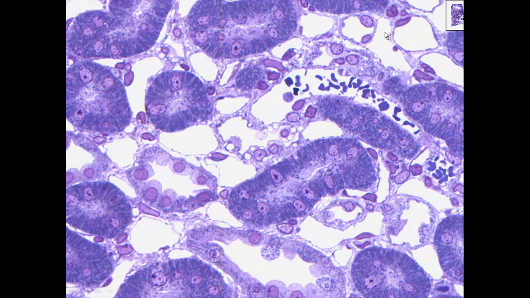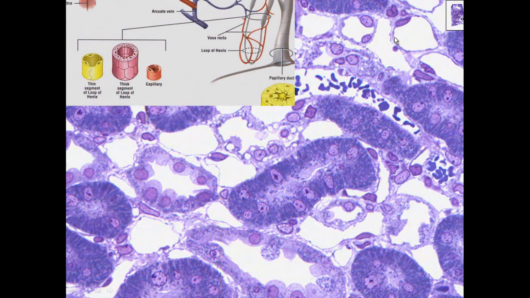This is the blood vessel right in through there. You can see the thickness between the endothelial cell there, real thin, and the loop of Henle, the thinness of the loop of Henle.